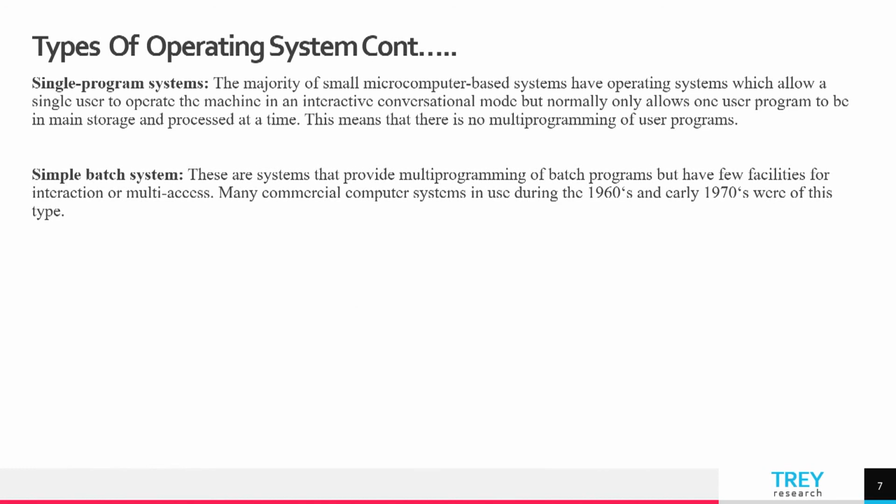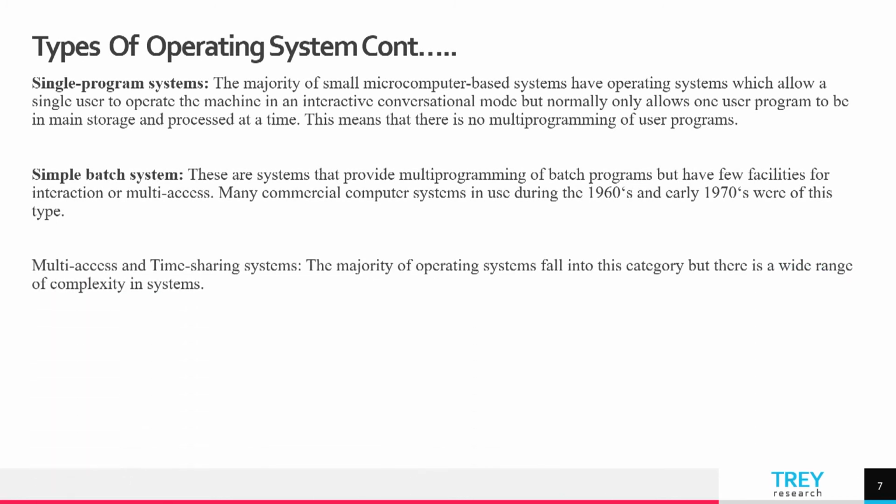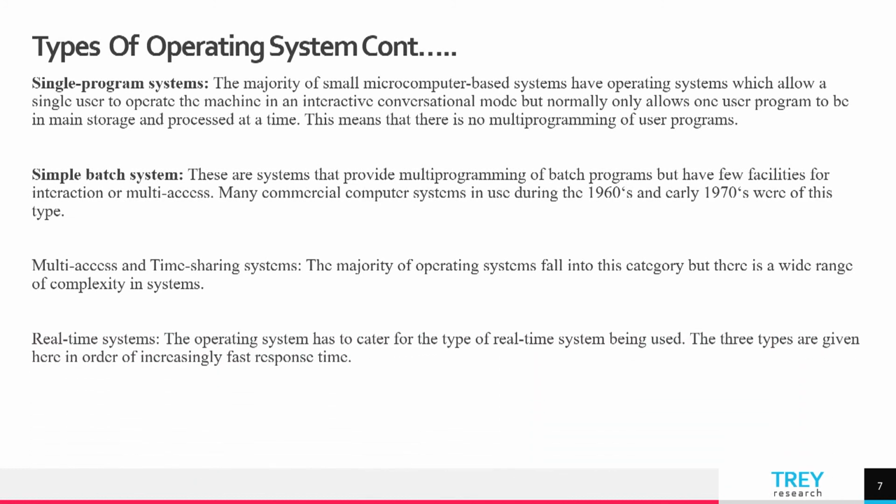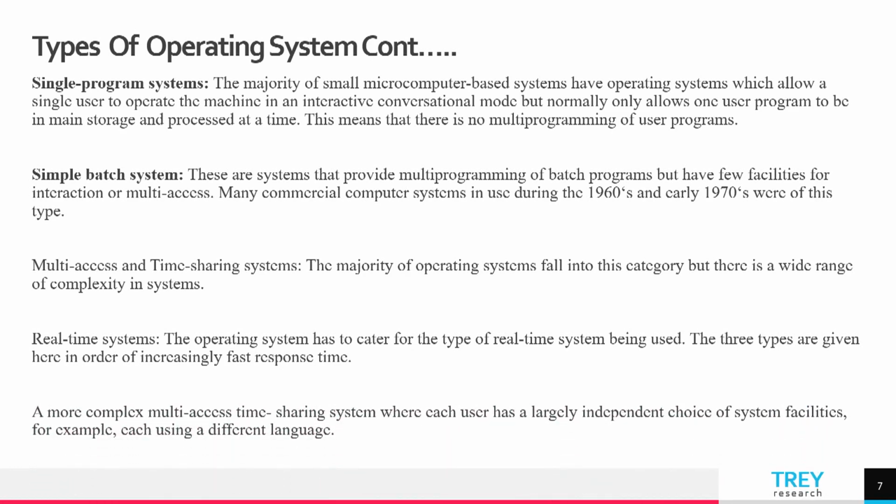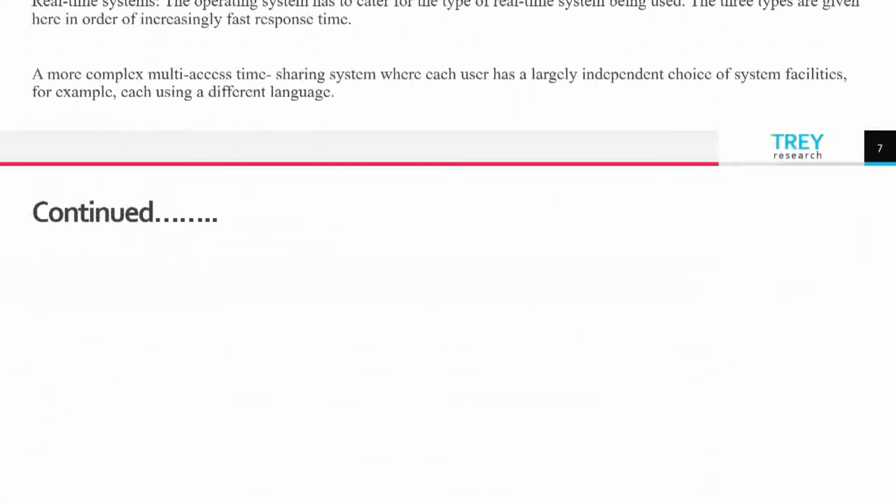There are also simple batch systems. These are systems that provide multi-programming of batch programs, but have few facilities for interaction or multi-access. We also have multi-access and time-sharing systems. The majority of operating systems fall into this category, but there is a wide range of complexity in systems. Then we also have what is called real-time systems. The three types are given here in order of increasing fast response time, a more complex mode.